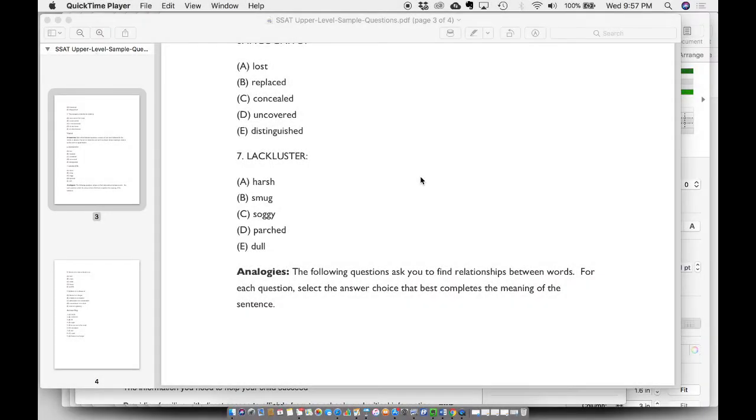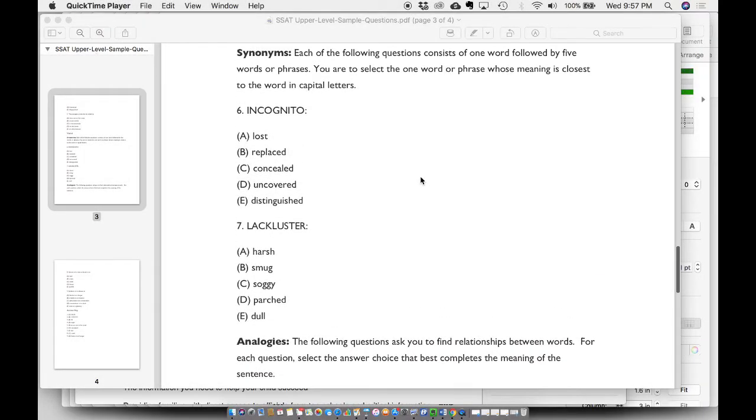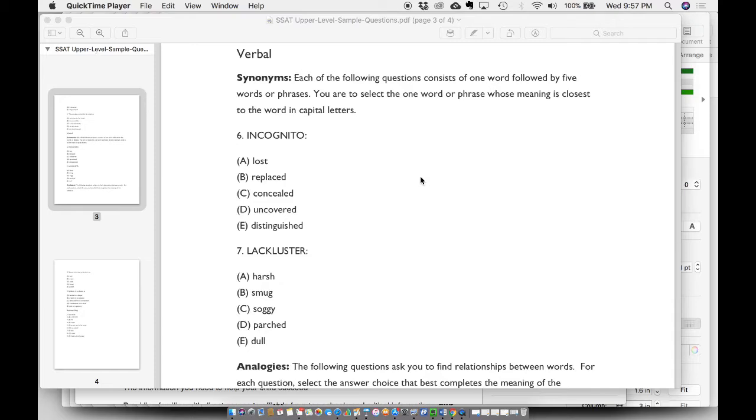I want to look at the SSAT and its verbal section. And what you will see is it's similar to the ISEE. Again, you have to know vocabulary. Take a look at some sample questions.